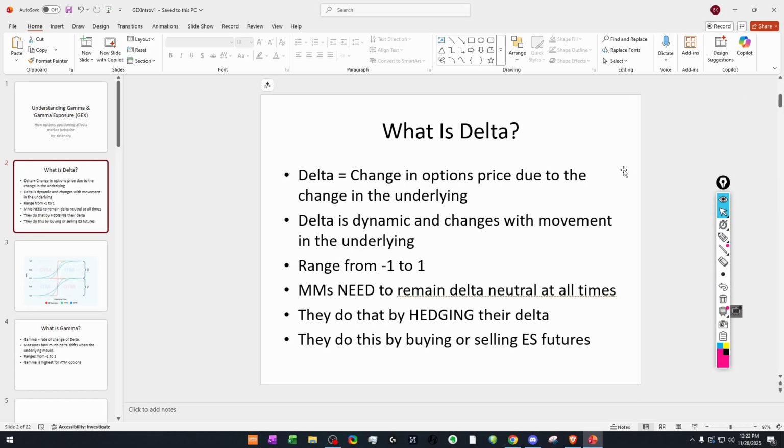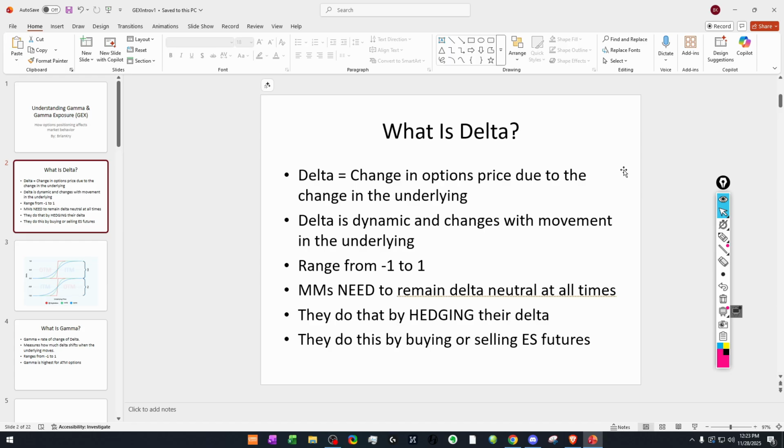Delta is the change in options price due to the change in the underlying. Delta is dynamic and it changes with movement. As the price of the underlying goes up and down, the delta is also changing. Delta ranges from -1 to 1. And the key to all of this is this next point.